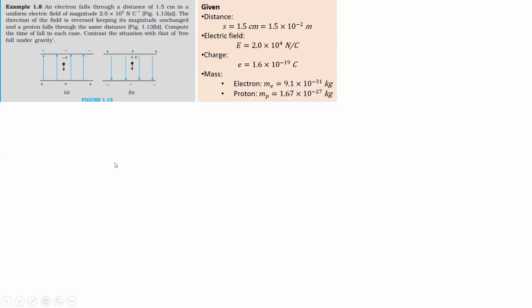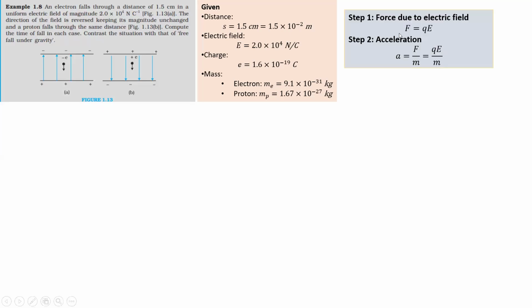First, we will see what the given values are. That is, distance s equal to 1.5 centimeter. Electric field is 2 × 10^4 newton per coulomb. Charge on the electron is known to us, 1.6 × 10^-19 coulomb. The mass of the electron and the mass of the proton are also given.